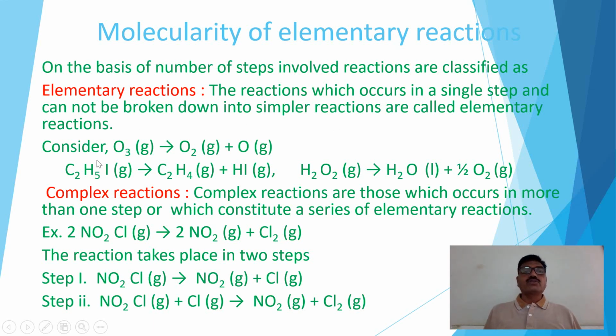Let us consider the examples. The decomposition of ozone molecule into gaseous O2 and an oxygen atom. This is a single step reaction, and that's why it is called an elementary reaction. Similarly, ethyl iodide decomposes into ethene or ethylene and gaseous HI. So this is also a one step reaction.